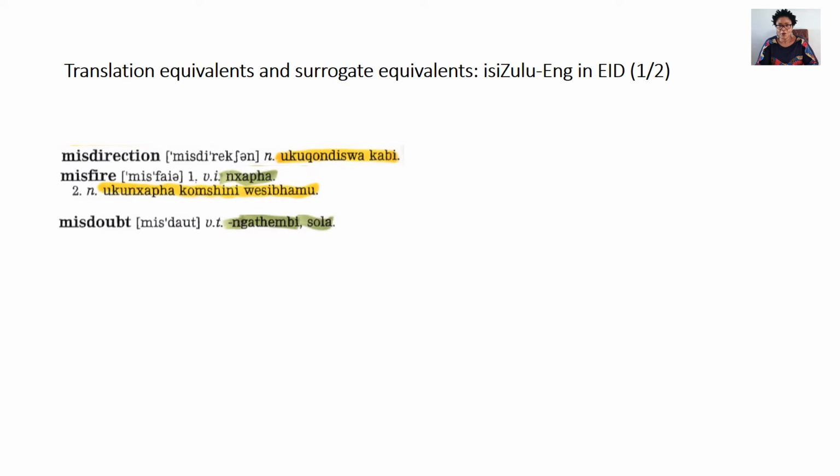Consider the treatment of misdirection, misfire, and misdoubt. For misdirection, only a surrogate equivalent is offered, marked in yellow. For misfire, a translation equivalent marked in green, as well as a surrogate equivalent is given. And for misdoubt, only 2 translation equivalents are given.